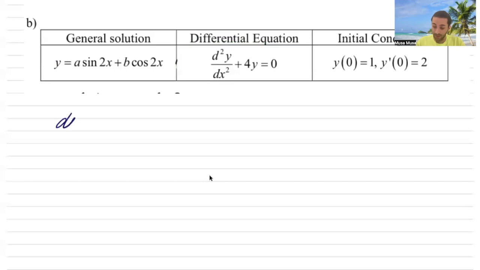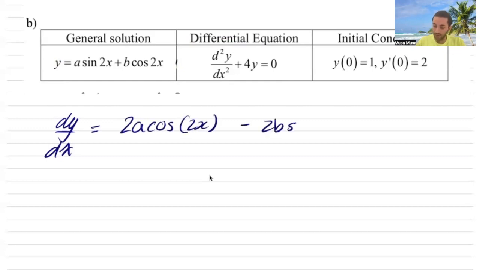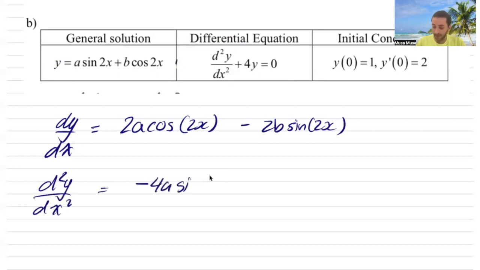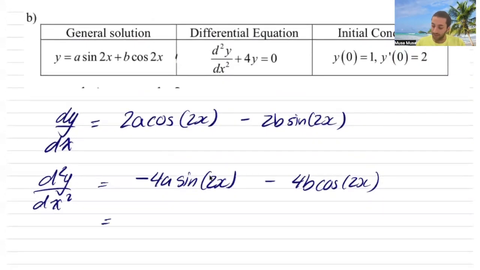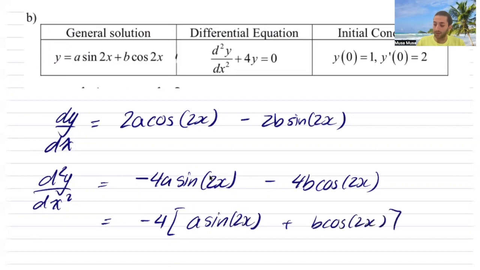The first derivative is 2a cos 2x minus 2b sine 2x. Take the second derivative, and we get minus 4a sine 2x minus 4b cos 2x. Now, take out a negative 4, and you get a sine 2x plus b cos 2x. And I think you can see that that's just y, isn't it? It's the same thing.